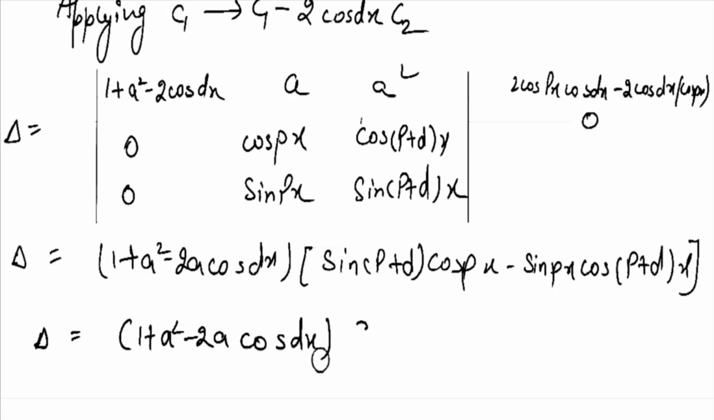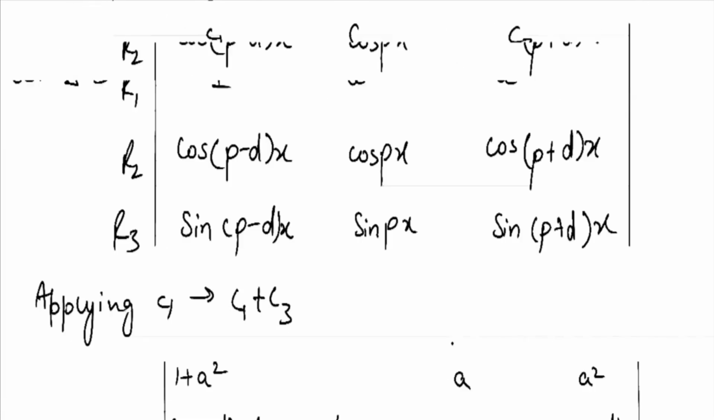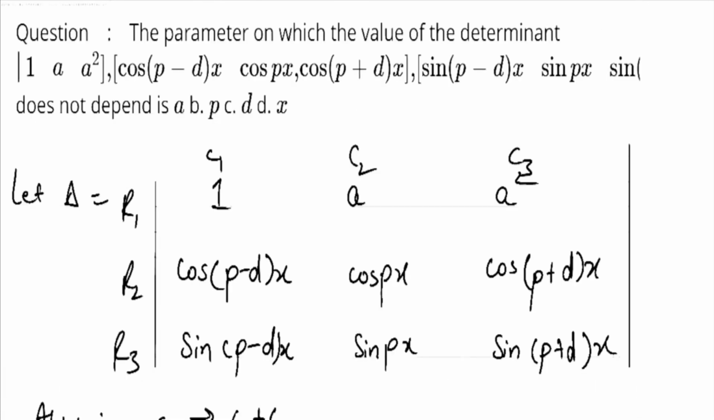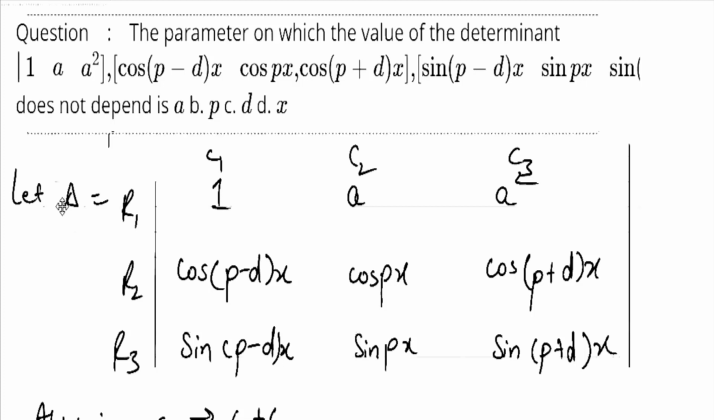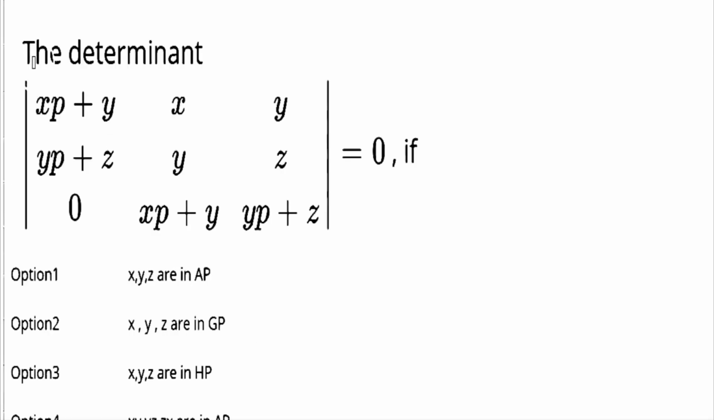Okay, so what you will get finally is delta, which will be equal to 1 plus a square minus 2a cos dx into sin dx, which is independent of p. So what we have seen is that delta is independent of p. So the correct option will be B. Okay, thank you.